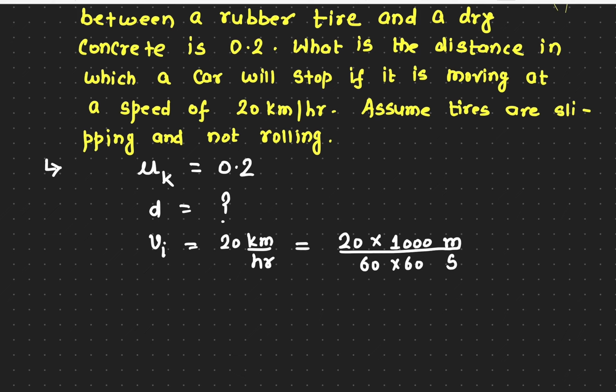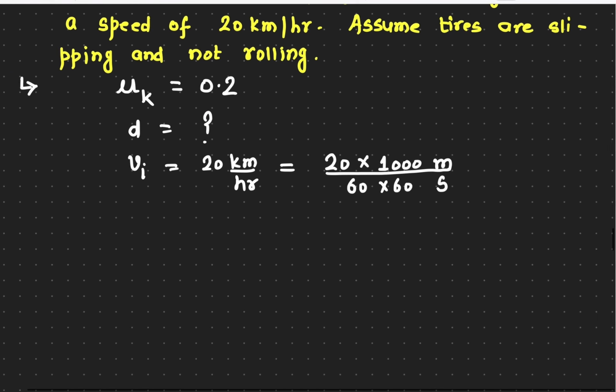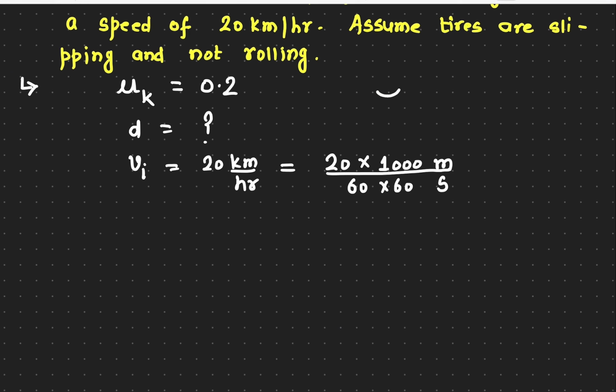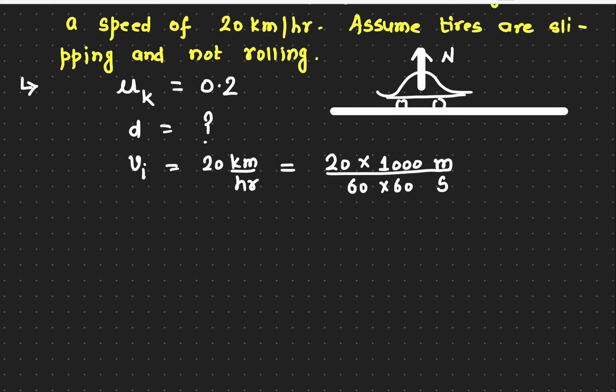So now let's draw the free body diagram a little bit and understand it. Here is, let's say for example, the car. The normal force would be this way. That's my normal force. The friction force would be along this way. That's the friction force. And the weight is this way, mg.